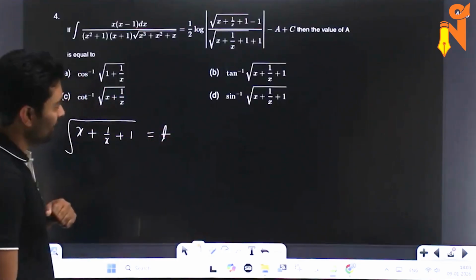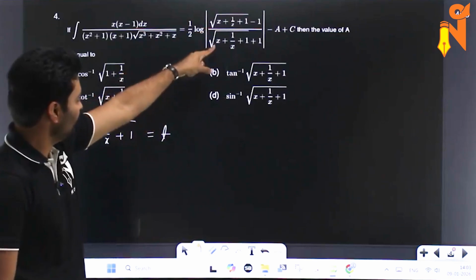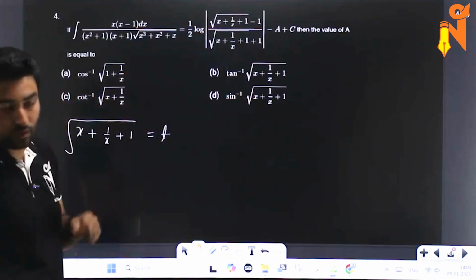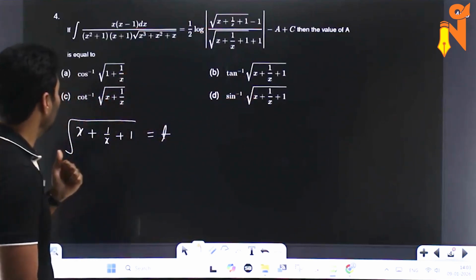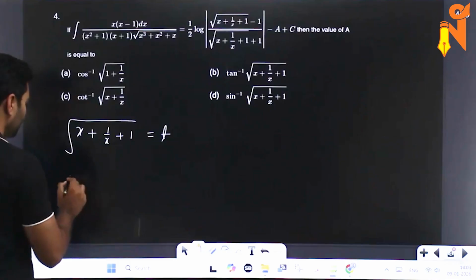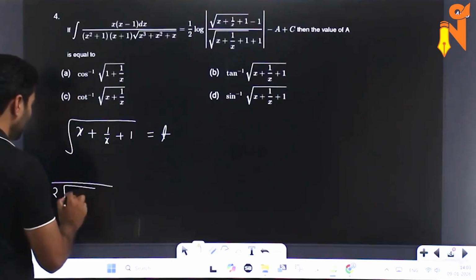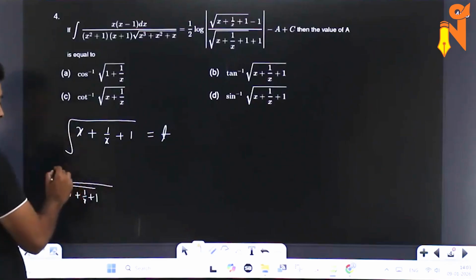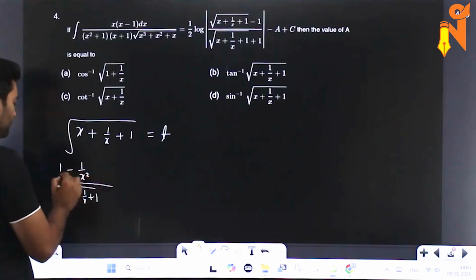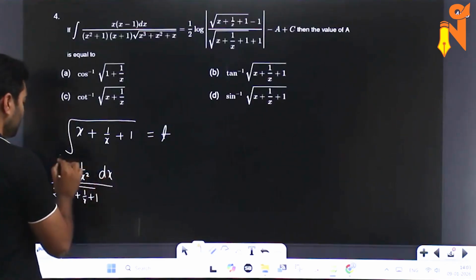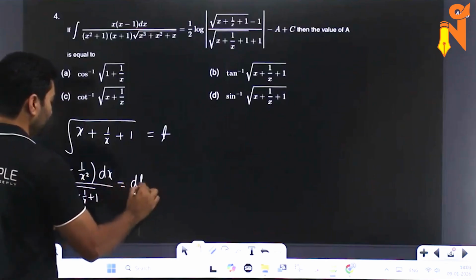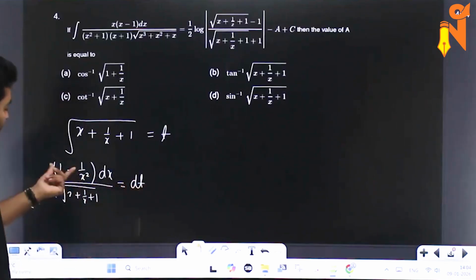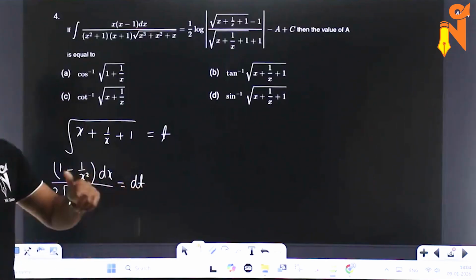Because I can see the same expression here and here. So now what I will do is differentiate. So 1 by 2 root x plus 1 by x plus 1, then go inside: 1 minus 1 by x square into dx equals dt. You can simplify this expression as 1 minus 1 by x into 1 plus 1 by x.